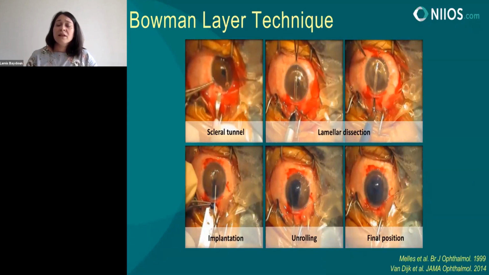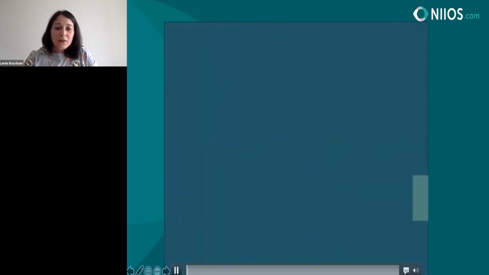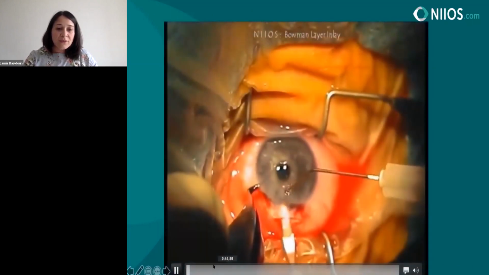As I said, in DALK, you try to achieve, as far as possible, the depth near the Descemet membrane, whereas in this technique, we aim at 50% depth of the cornea. And as you see in the video I've just shown you, this is the dissection, and then, after staining the Bowman layer, you inject it into this pocket and unfold it. I will show it to you shortly in a video because there is a little bit of time left.